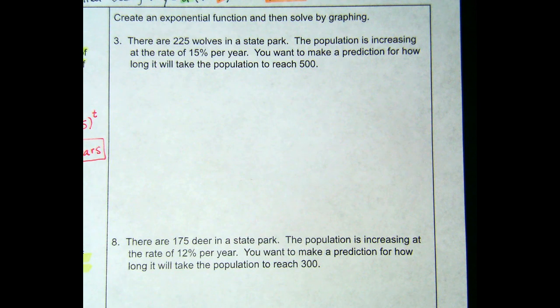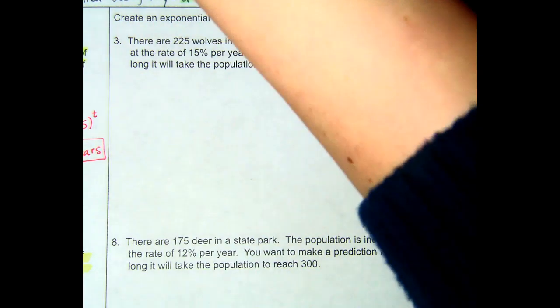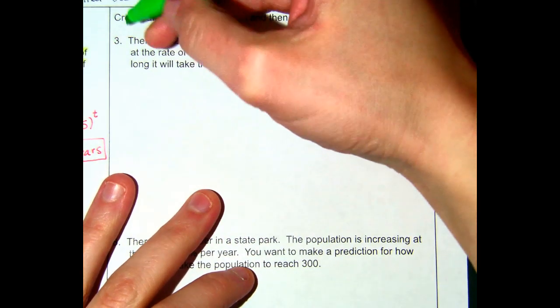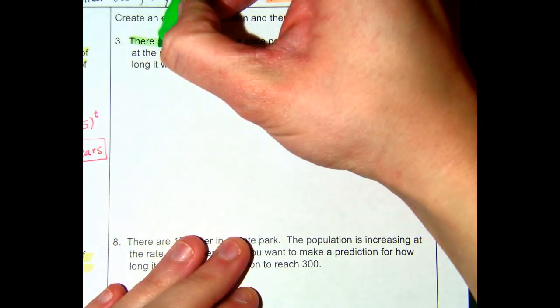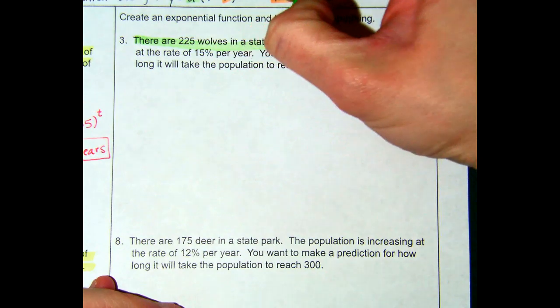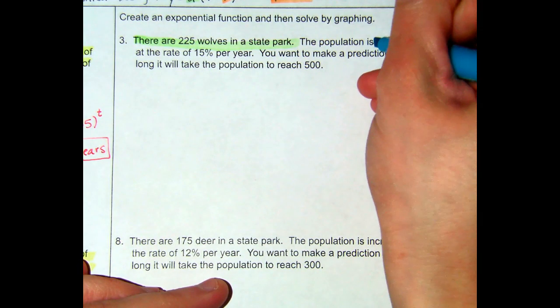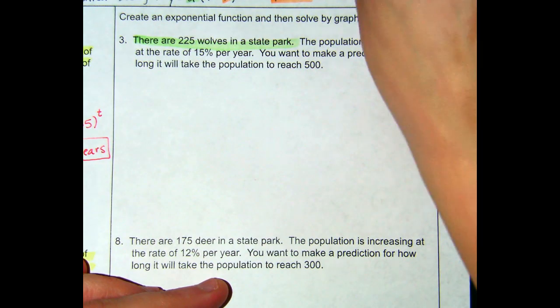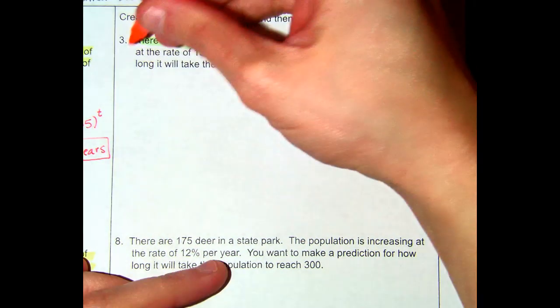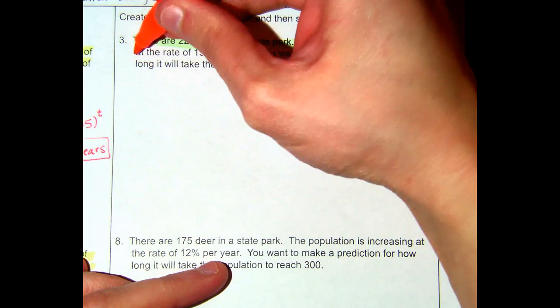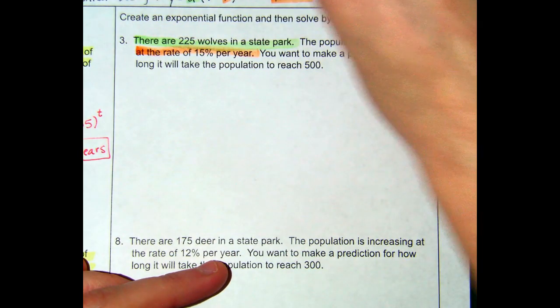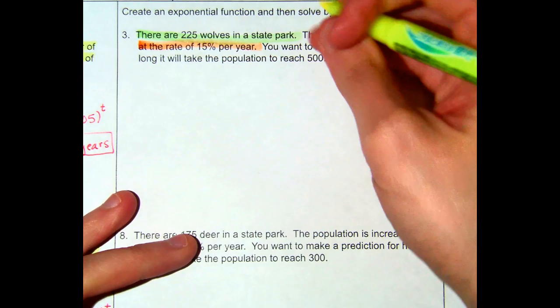Number 3. There are 225 wolves in a state park. There's our beginning location. 225 wolves. All of these seem to have to do with wolves right now. The population is increasing. Still growth. At the rate of 15% per year. These are growing a lot faster, 15%. How long will it take the population to reach 500?